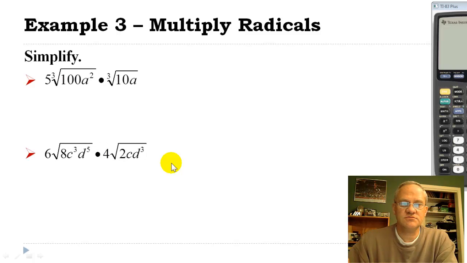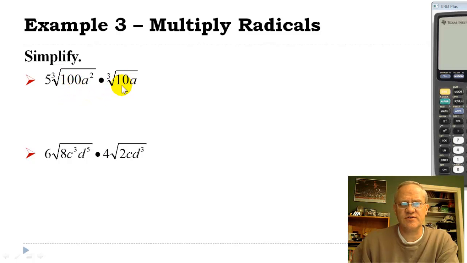All right, let's talk about multiplying radicals a little bit. Remember what I said before, when we multiply, the stuff outside can multiply together, like the 6 and the 4 here, or the stuff underneath can. So depending on how you want to approach this, you could go ahead and multiply the 100 times the 10 and then try to see what you could do with the cubed root on that. Sometimes that's a little harder.